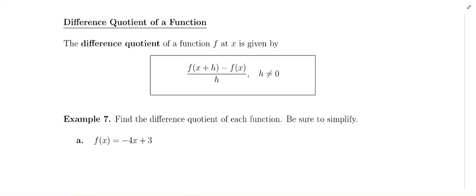The last topic in this section is the difference quotient of a function. It says the difference quotient of a function f at x is given by f of x plus h minus f of x, all over h, and h cannot equal 0.